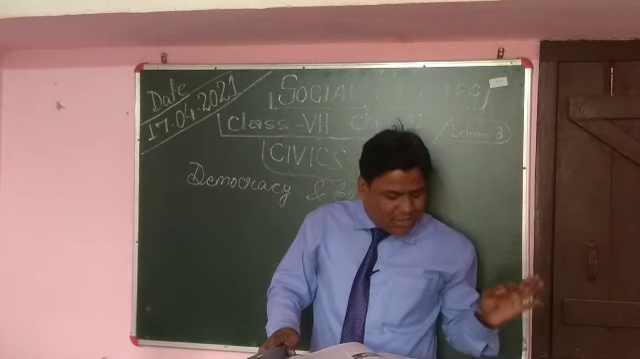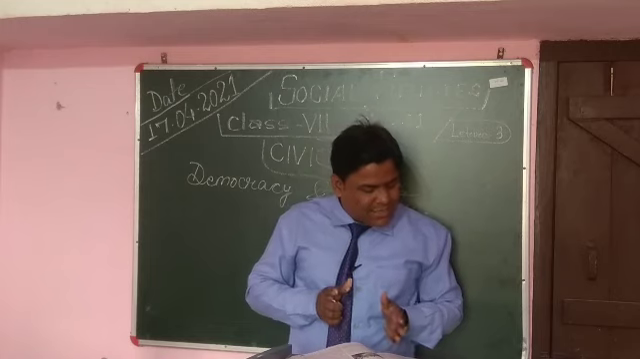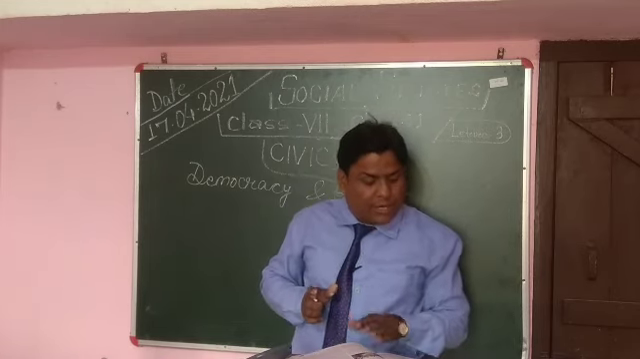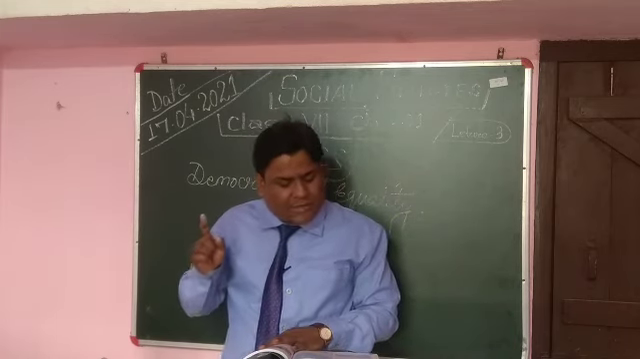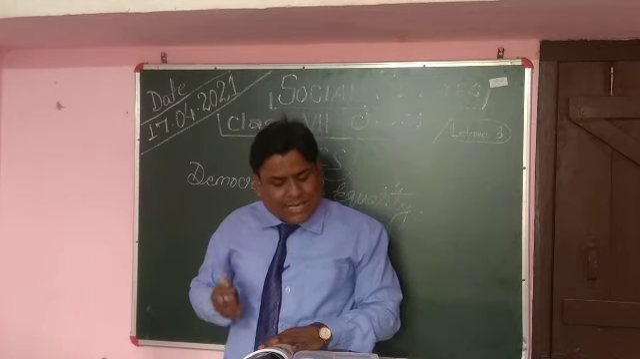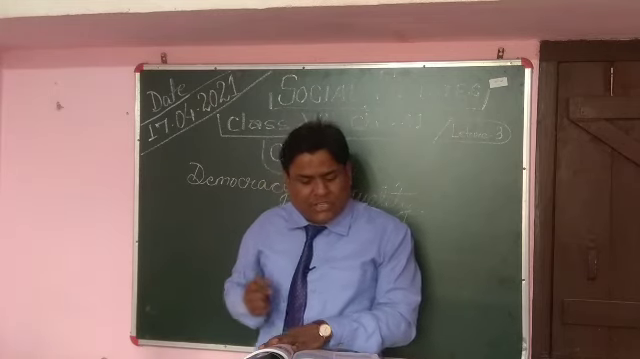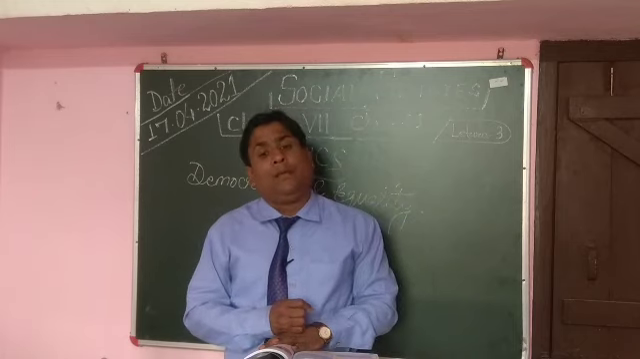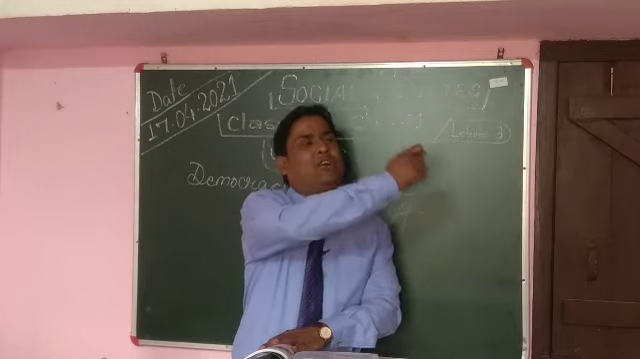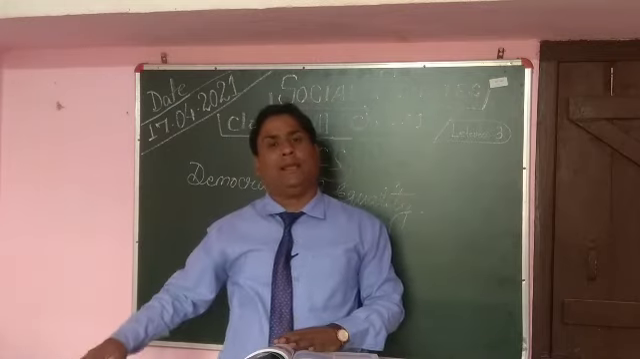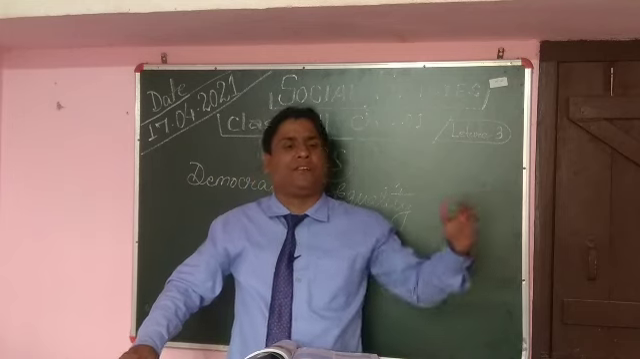The state shall not discriminate against any citizen on the grounds only of religion, race, caste, sex, place of birth or any of them. Number 2 says, no citizen shall on the ground only of religion, race, sex, caste, place of birth or any of them be subject to any disability, liability, restriction or condition with regard to. You cannot say that somebody born in Maharashtra cannot get a job in Bihar because he was born in Maharashtra. You can't just disqualify him on the basis of his place of birth.